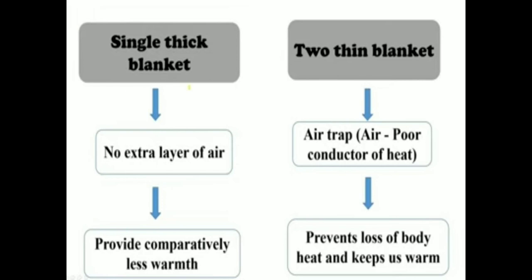We wear woolens in winter. The woolen yarn has a large amount of air trapped in between its crimps. Since air is a bad conductor of heat, it prevents the loss of body heat. Thus, we feel warm under the wool. The same is true about blankets made from wool fiber. Two thin blankets are warmer than a thick single blanket. This is because more air is trapped in between the two blankets, which insulates the space.